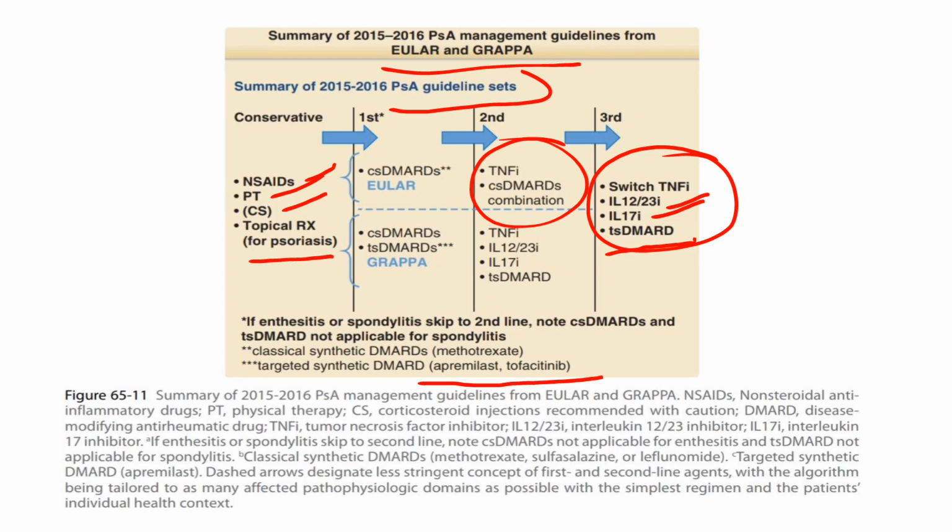Coming to GRAPPA, both classical DMARDs and targeted DMARDs are included in first line. In second line, TNF alpha inhibitors, interleukin 12 and 23 inhibitors, interleukin 17 inhibitors, and targeted synthetic DMARDs. Then third line includes the other TNF alpha inhibitors, interleukin 12 and 23 inhibitors, interleukin 17 inhibitors, and targeted synthetic DMARDs.